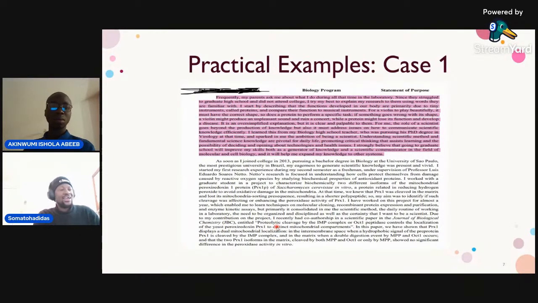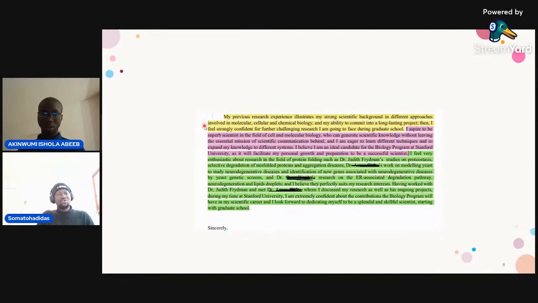So he was able to explain to them the research, how they conducted it, and how he was able to be part of the authorship of a paper from that research. Then from his conclusion, or the latter part of his statement of purpose, he said, "My previous experience illustrates my strong scientific background in different approaches involved in molecular, cell, and chemical biology, and my ability to commit to a long-lasting project. And I feel strongly confident about further challenging research I'm going to face during graduate school."